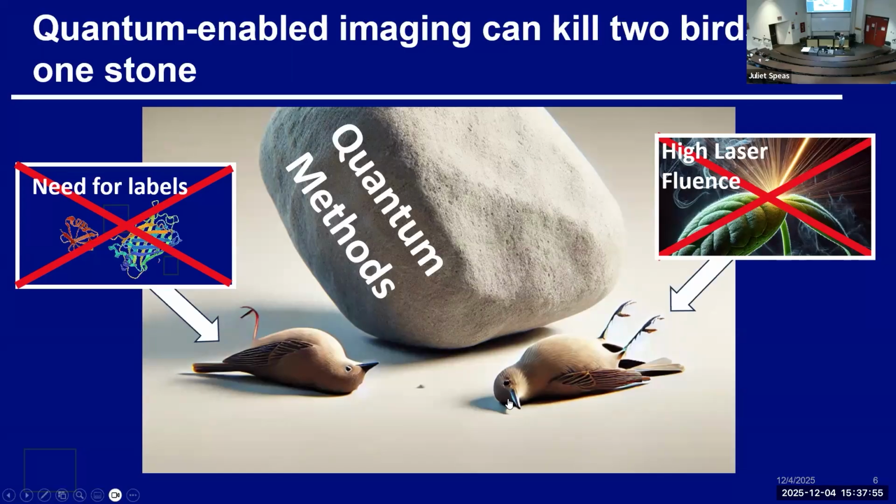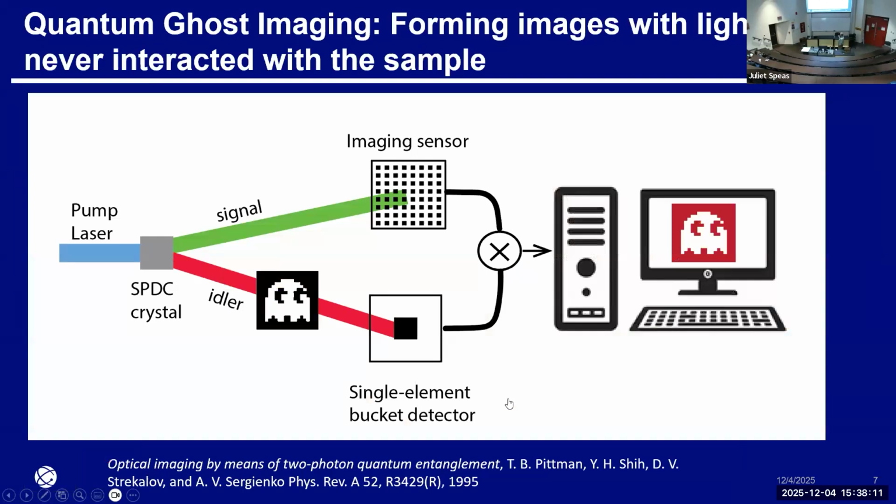We can basically use quantum methods to get rid of the need for any type of label. We can go label-free imaging. We can also get rid of this need for a high laser fluence, which could potentially damage or perturb the system we want to study. So I'm going to tell you how we get rid of those two hurdles.